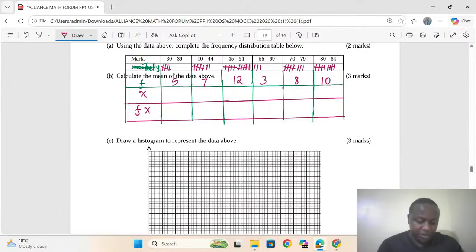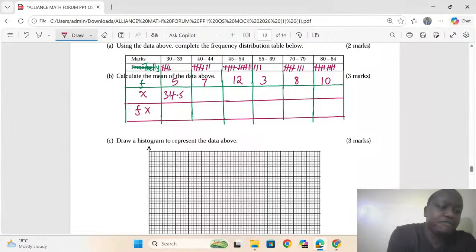For 30 to 39, we add the two limits and divide by 2 so that we get the midpoint. The midpoint is 34.5, times f, which is 5. I'm getting 172.5. The next is 40 to 44, and we divide by 2. We get a midpoint of 42. Then times 7, we get 294.